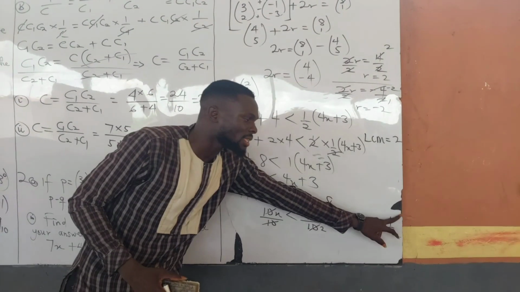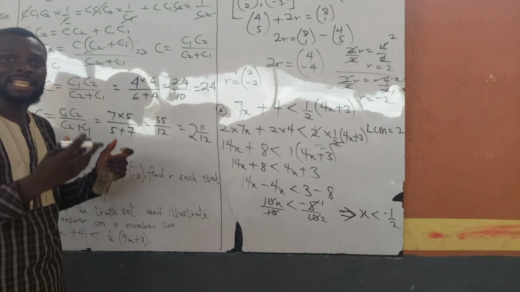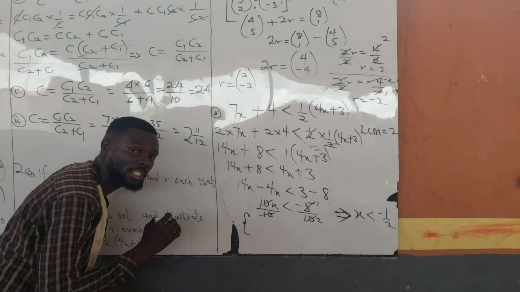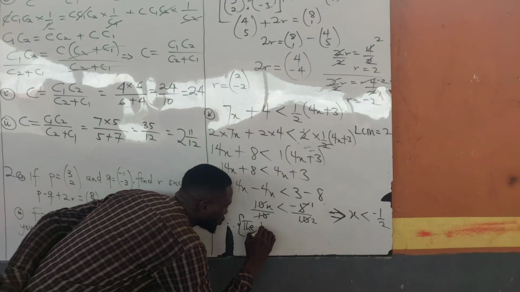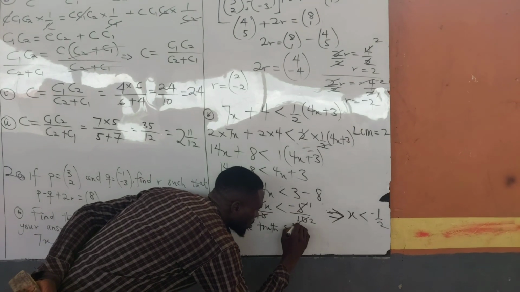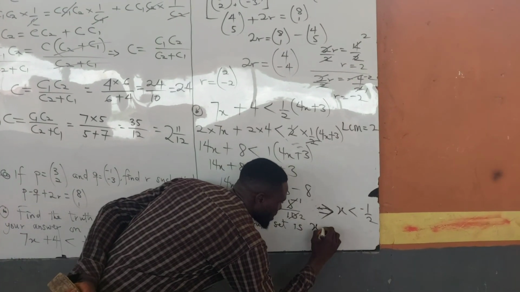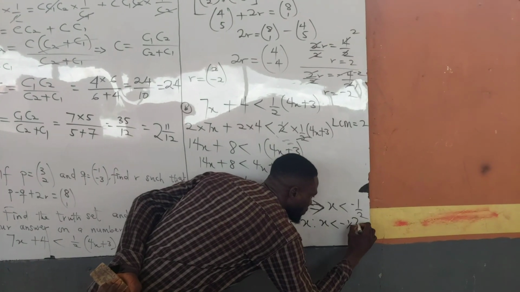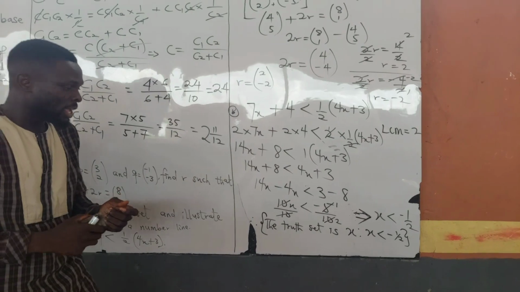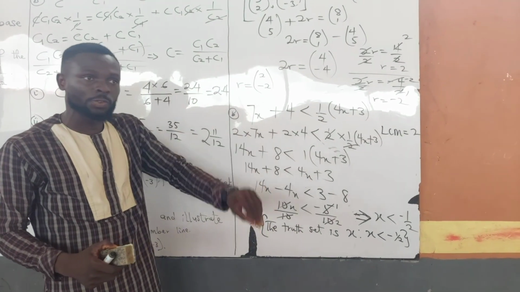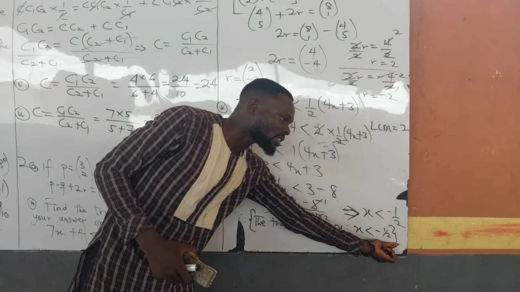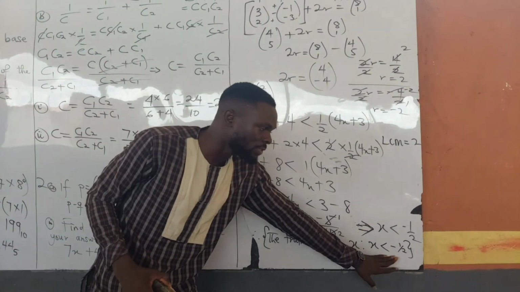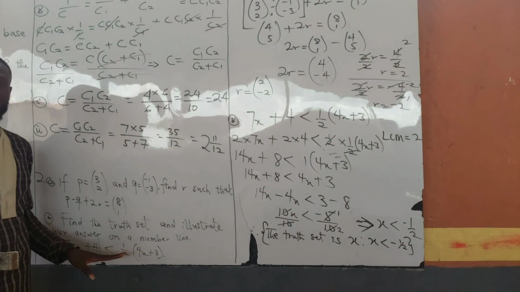So now that you have your answer, you just find the truth set by just stating the answer. Saying, therefore, in a set notation form, the truth set is x is such that x is less than negative half. Then you close it. So if you are to find the truth set and you don't write this, you are wrong, because you are finding the truth set, and this is the truth set. Now you have to illustrate it on a number line.